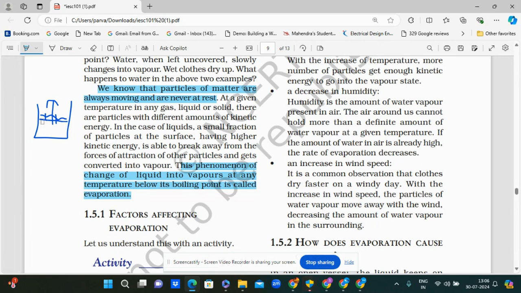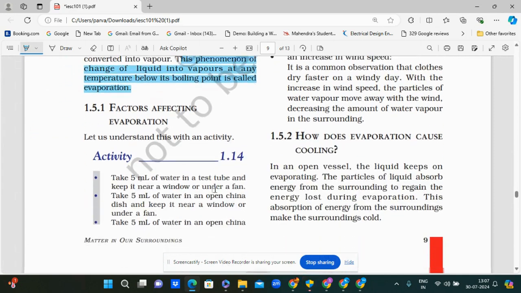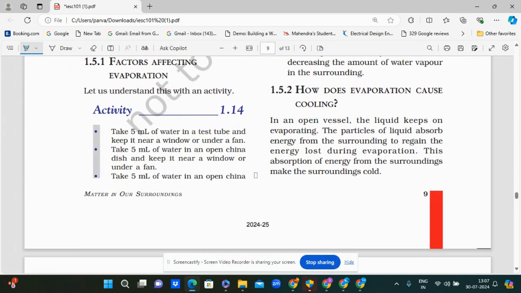As said here, the particles at the surface are at high energy compared to the others. So they easily break and are converted into vapors. So evaporation happens first, before boiling. Boiling is a bulk phenomenon. Evaporation is a surface phenomenon. Okay, so factors affecting evaporation.